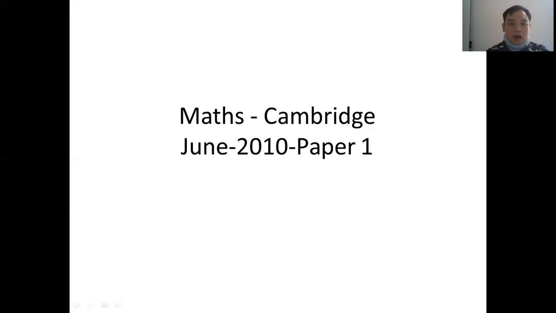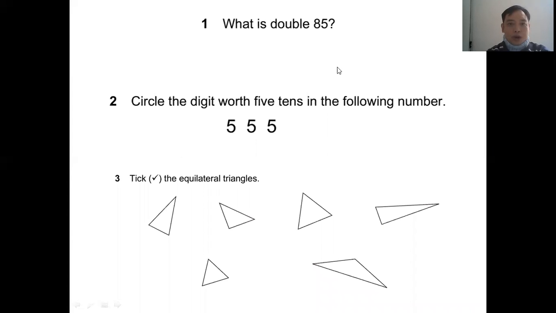Hello, I'm going to solve Math Cambridge June 2010, paper 1. Question 1. What is double 85? Now, double 85 means 85 multiplied by 2 equals 170.